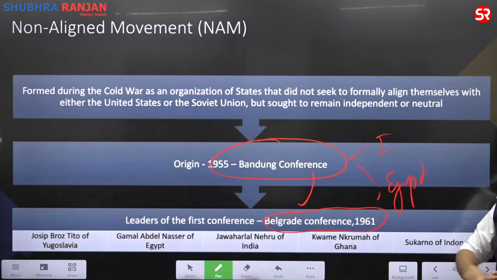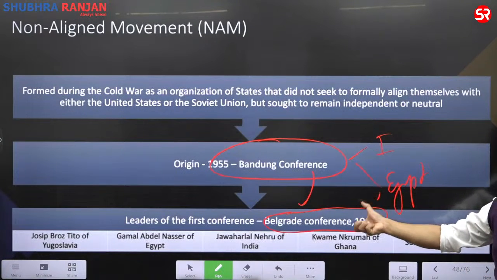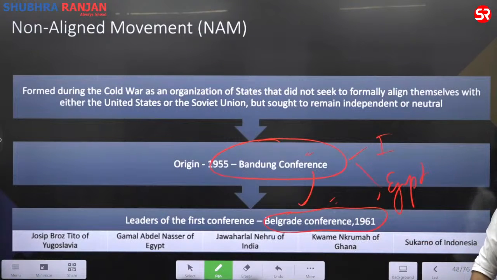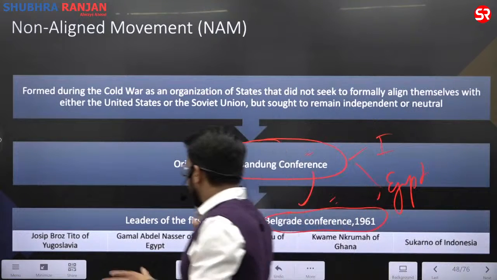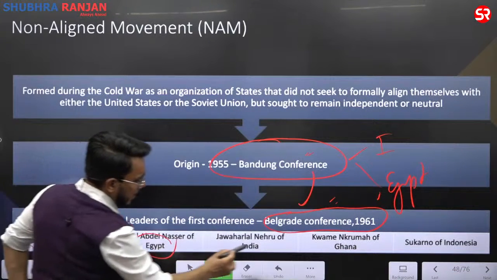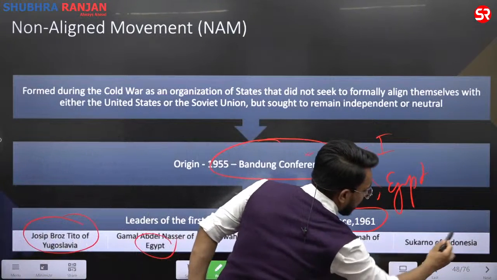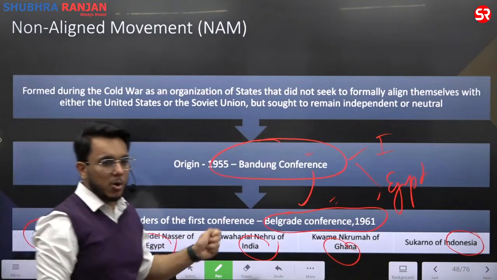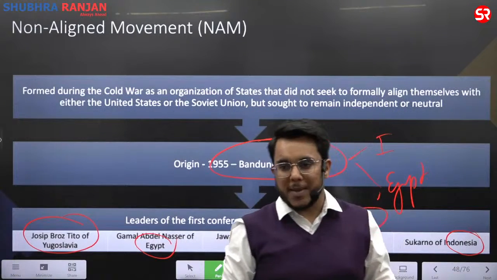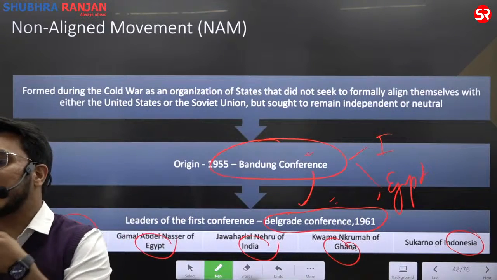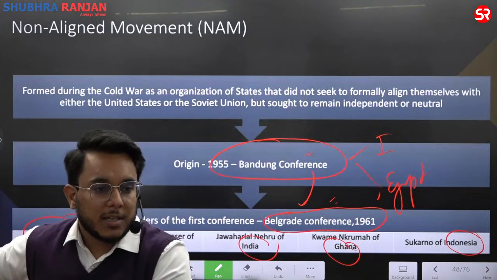The Non-Aligned Movement formally got launched where? At the Belgrade Conference of 1961. So both in the Bandung Conference as well as the Belgrade Conference, India and Egypt played a very important role. And the leaders of the first conference were Yugoslavia, Egypt, India, Ghana, and Indonesia. So therefore, both countries' interests converge on non-alignment. Samajh mein aa raha hai ya nahi? Now why is this convergence on non-alignment important in the present times? Tell me this thing.